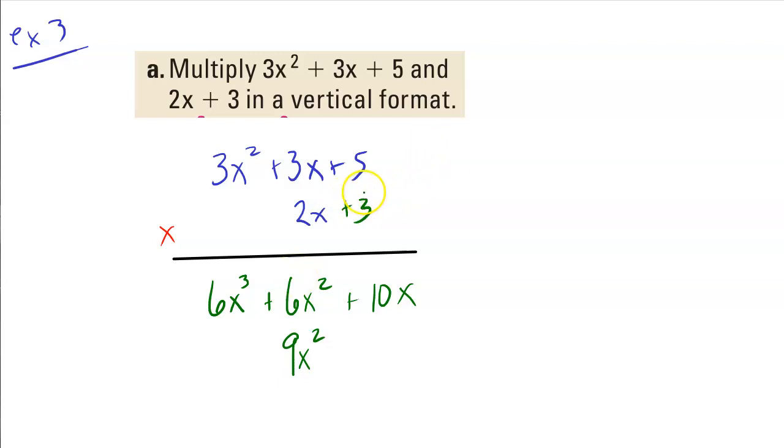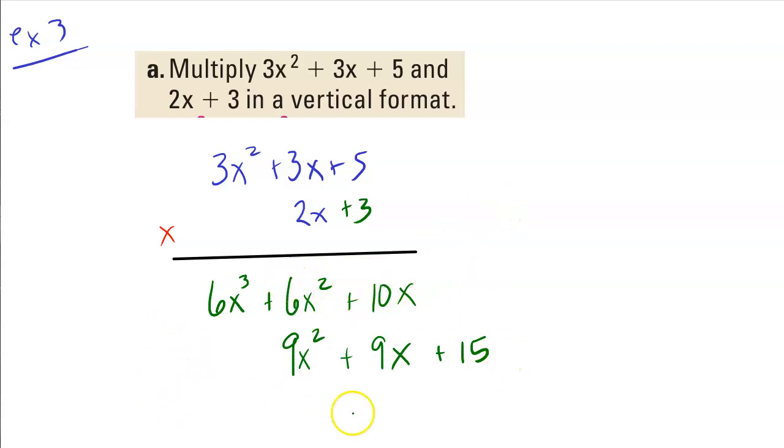Then I'm going to take plus 3 and multiply it by 3x. So that's 9x, so that'd be plus 9x here. And then 3 times 5 is 15, so I have a plus 15 here, and there's no slots over here to combine it with.